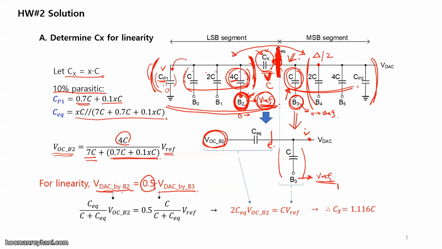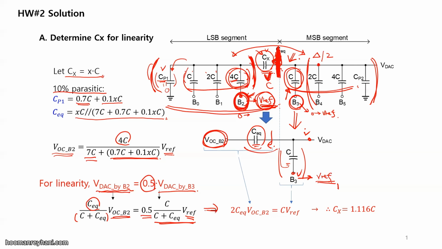And VDAC change by B2 is what? We have all the capacitors, CEQ and C, in the denominator, and we are changing CEQ with its open circuit voltage, right? This should be half the VDAC by B3, right? VDAC by B3 is voltage division, right? And the signal given will be VREF.